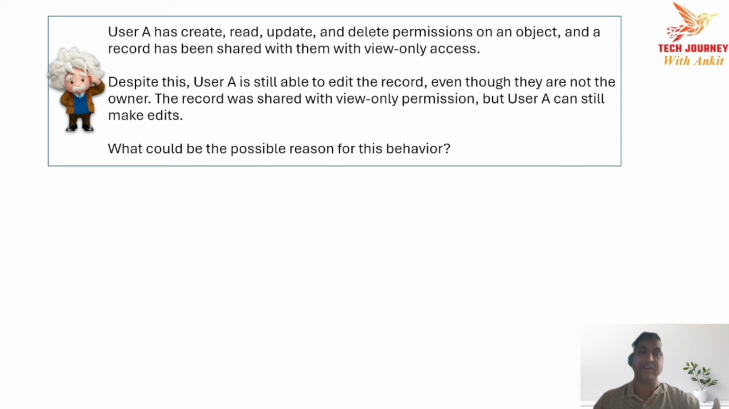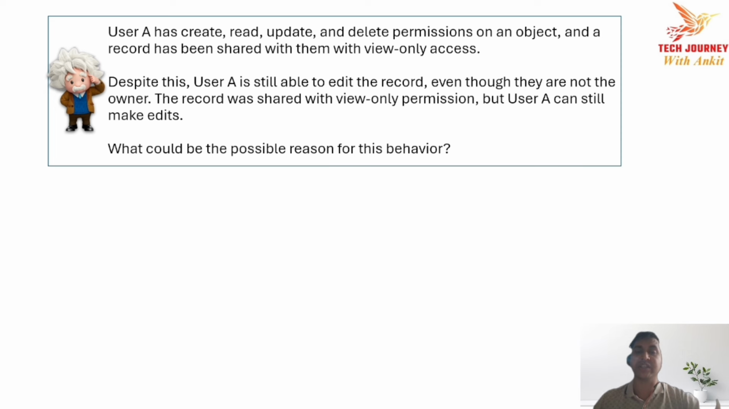Okay, just now we discussed that the restrictive settings always win, but again this is an exception to it. So let's try to understand that. Despite this, user A is still able to edit the record, although the record level access is view only and the object level permissions are create, read, update and delete. Despite this also, user A is still able to edit the record even though they are not the owner of that record. Again, the key point that you have to remember here is the record is shared only with view only permission access. So what could be the possible reason here that the restrictive setting is not winning?